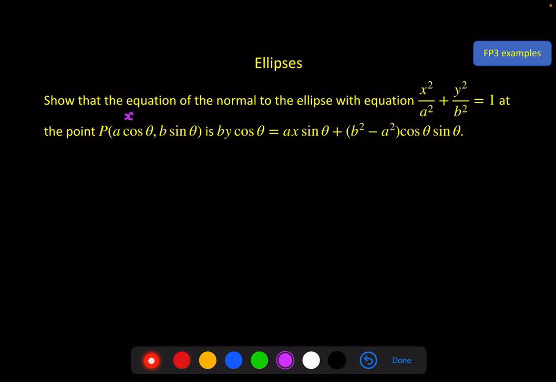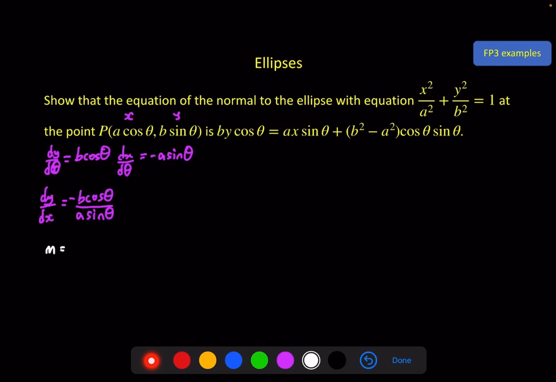So this is our x again, this is our y. dy by d theta is equal to b cosine theta, and dx by d theta is equal to minus a sine theta. So dy by dx, the thing we want, is dy by d theta, b cosine theta, divided by minus a sine theta. But because we're doing the normal here, what we want is minus 1 divided by this. So the gradient for my equation is actually a sine theta over b cosine theta, because it's the normal, not the tangent.